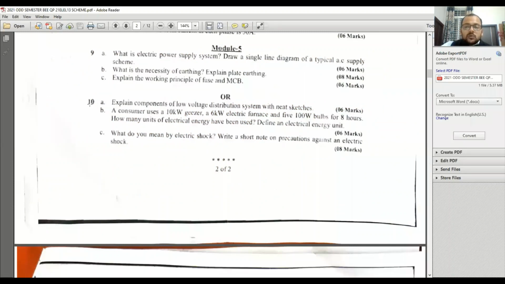let me move on to question number 10A. Explain the components of low voltage distribution with neat sketches. The transmitted power needs to be distributed to the customer side. There are two types of distribution: one is primary distribution, another one is secondary distribution. There is a simple diagram which I wanted to show you.